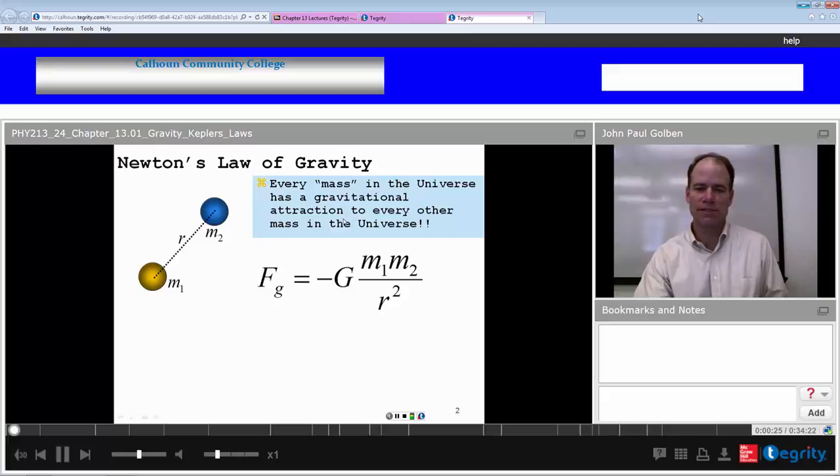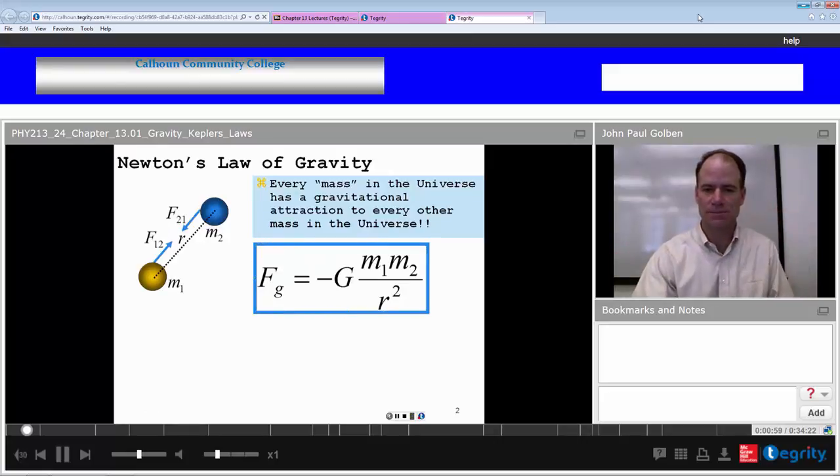The force of gravity is equal to negative some constant G, which is the gravitational constant, mass 1 times mass 2, over the distance between them squared. And when we talk about the distance between two masses, we go from the center of mass 1 to the center of mass 2, wherever that may be. So you always go from the center of mass to center of mass. You do not necessarily go, if mass 1 were spherical and mass 2 were spherical, from the surface to the surface. You go from the center of mass to the center of mass.